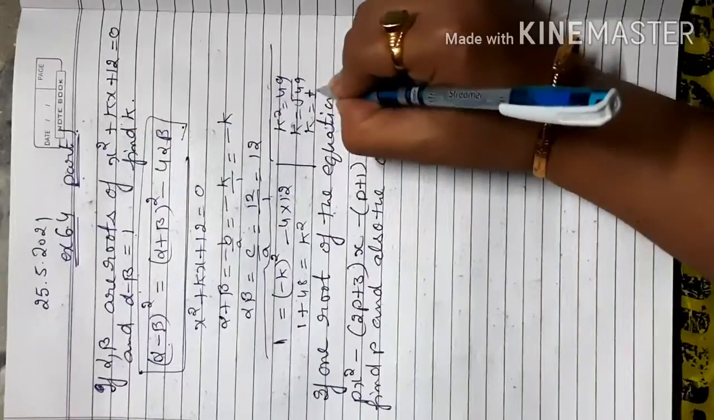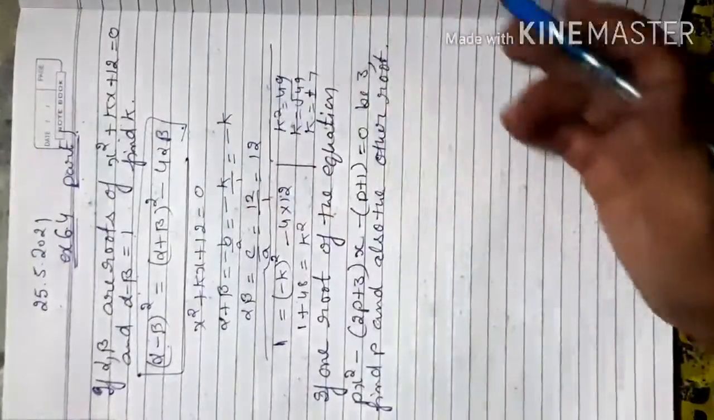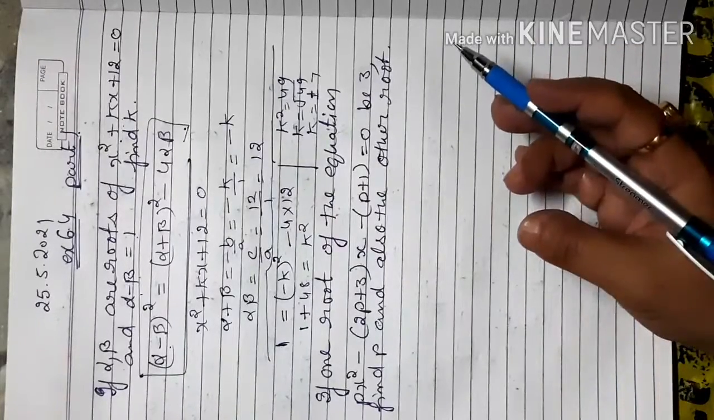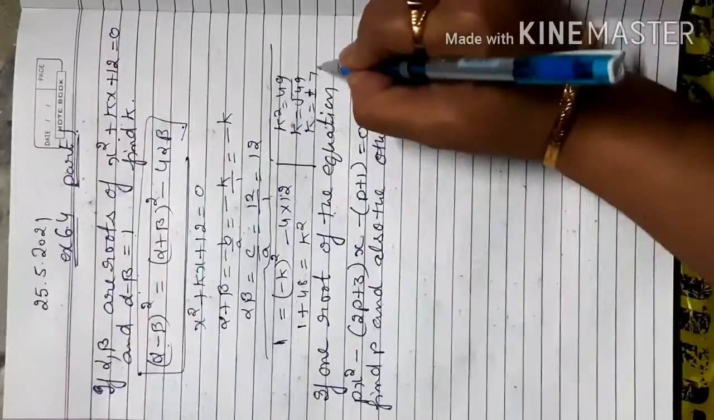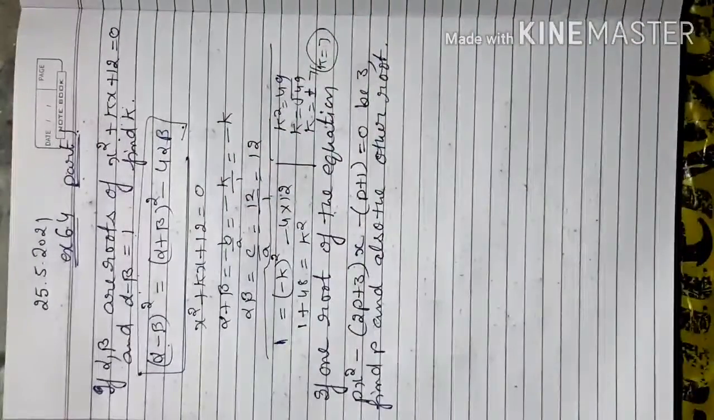So we take the positive value here, because if we take the negative then this equation becomes negative. So according to the equation, we have to pick only the positive value. So the k value is equal to 7, because here a positive term is there.